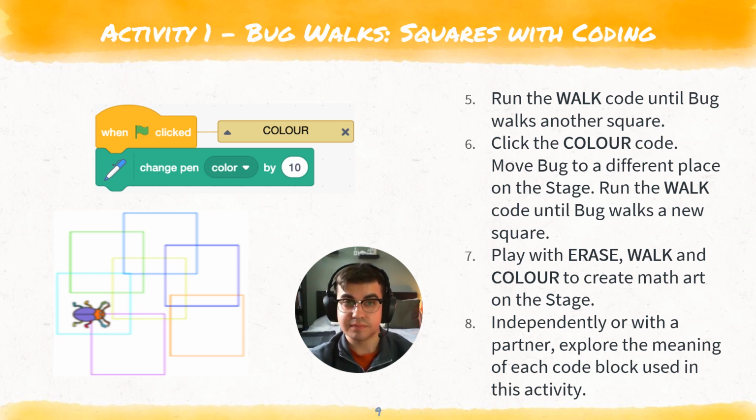Step 7. Play with erase, walk, and color to create math art on the stage. Step 8. Independently or with a partner, explore the meaning of each of the code blocks used in this activity.